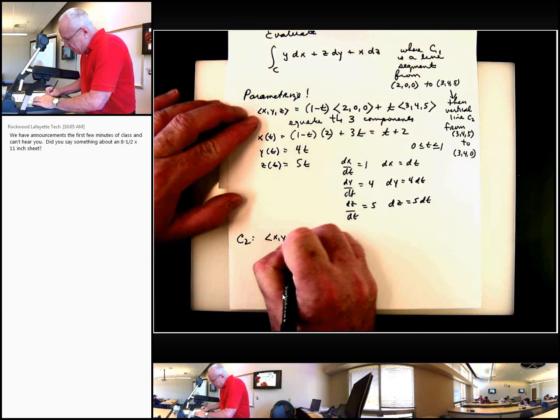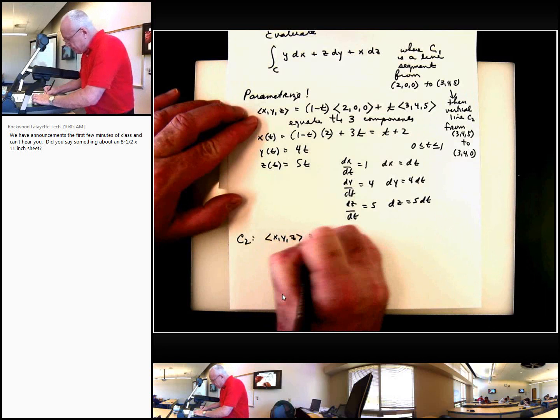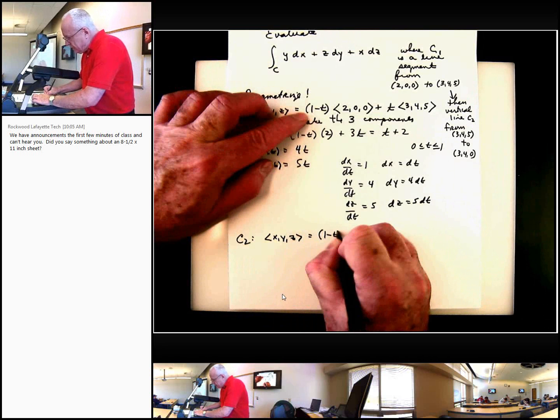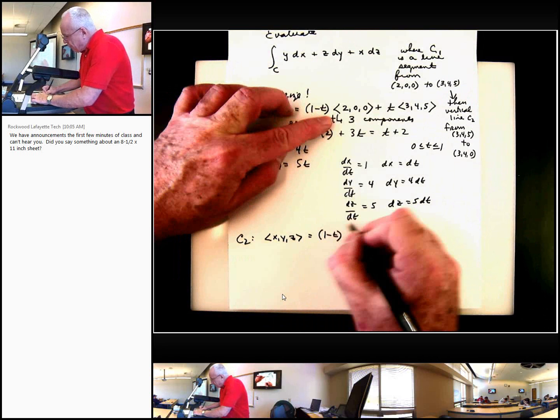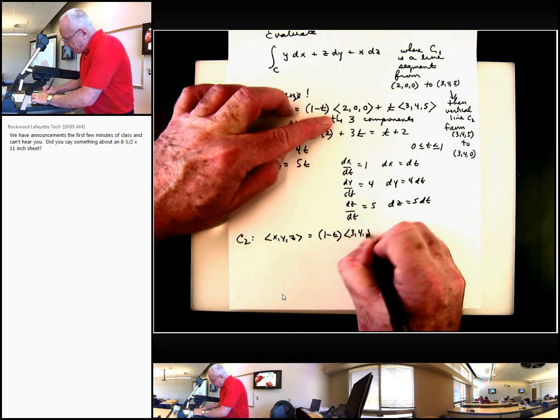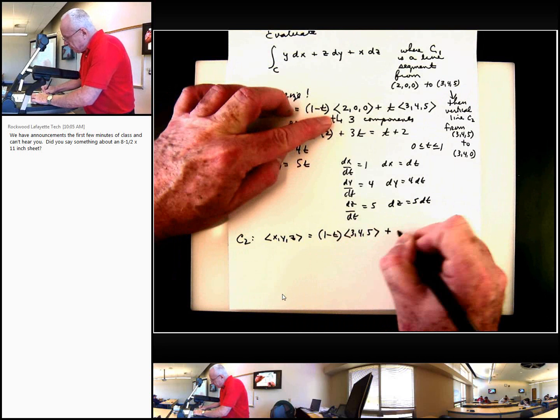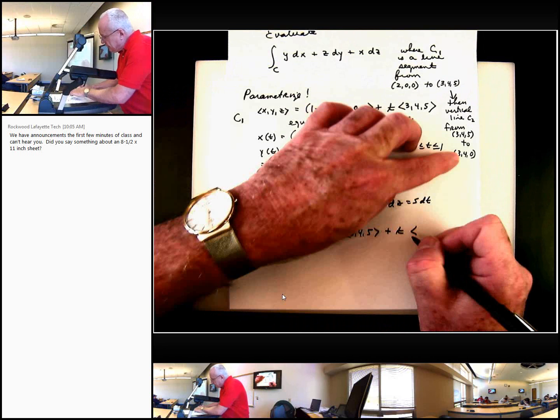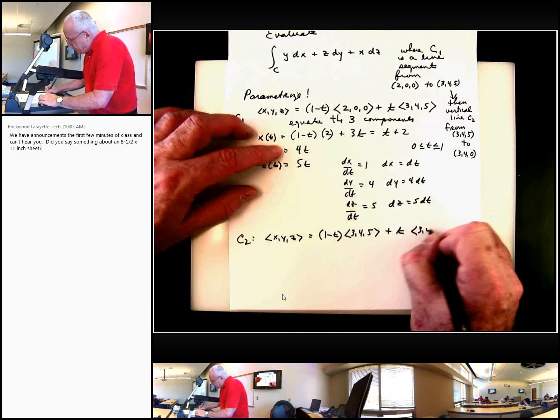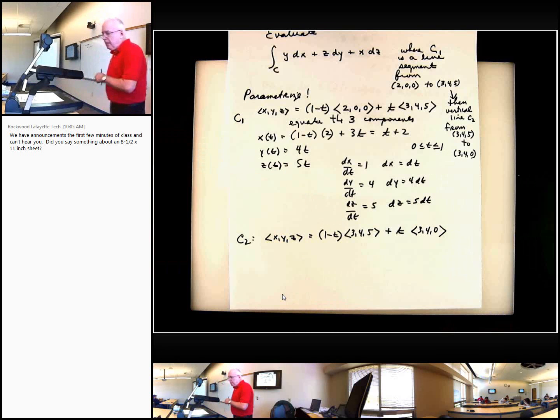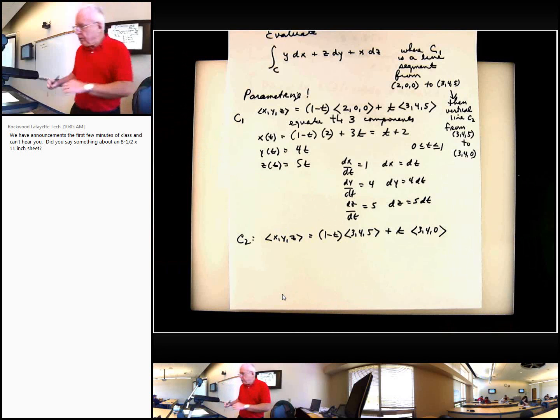Again, we have x, y, z in brackets is equal to 1 minus t. Then our first vector is (3, 4, 5), plus t times our ending vector, which is (3, 4, 0). And now we equate the components.